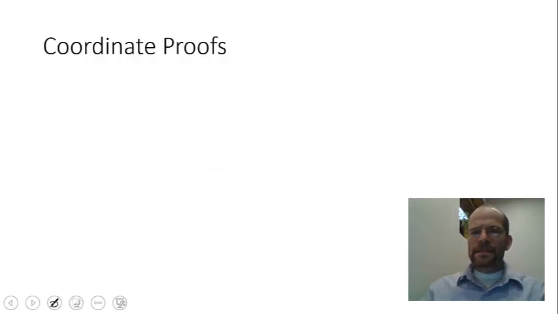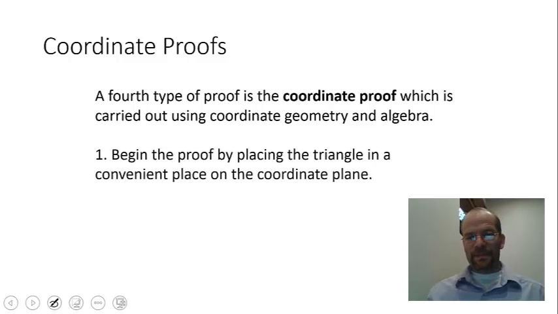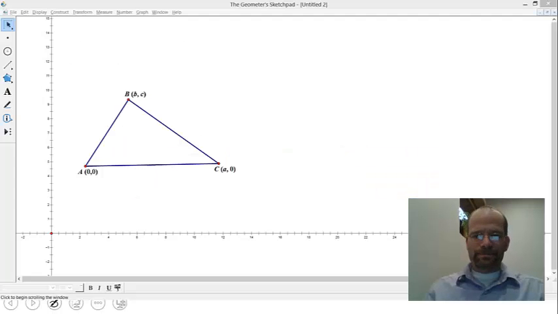When we prove the mid-segment theorem, we're going to use a new type of proof. It's a form of proof we haven't looked at yet. It's called the coordinate proof. The coordinate proof is carried out in the coordinate plane using geometry and algebra. There are 2 main steps to the coordinate proof. Number 1, we begin the proof by placing the triangle, in this case, the shape we're trying to work with, in a convenient place in the coordinate plane.